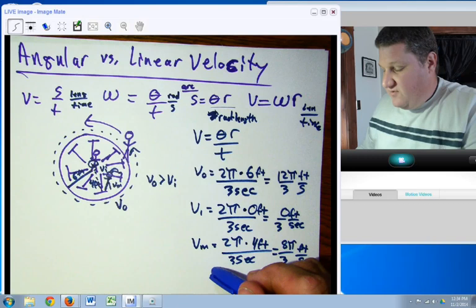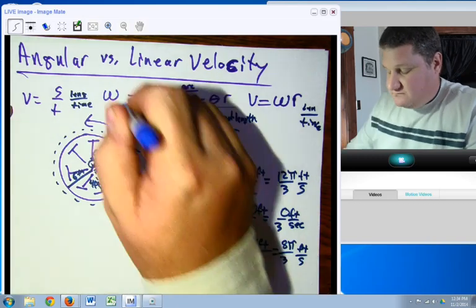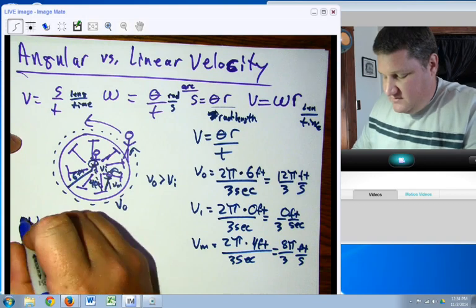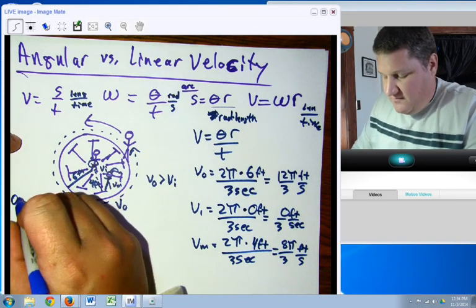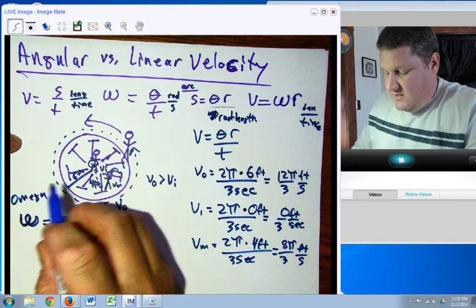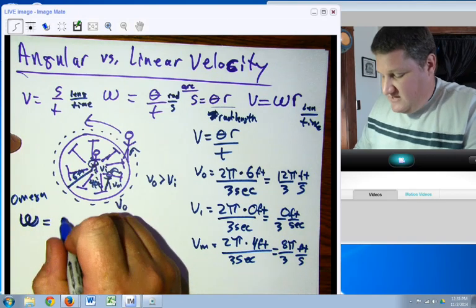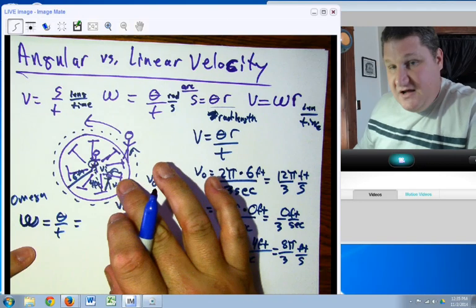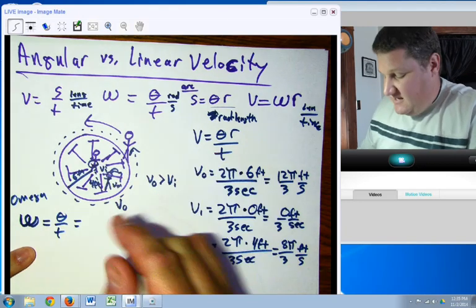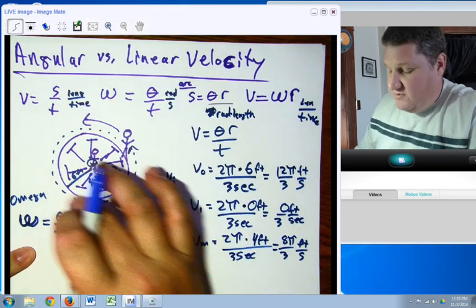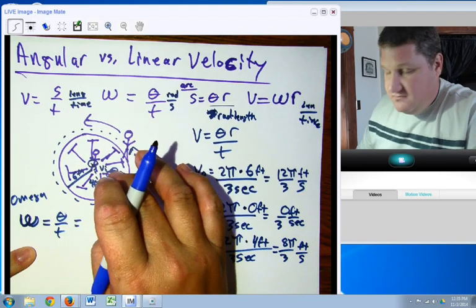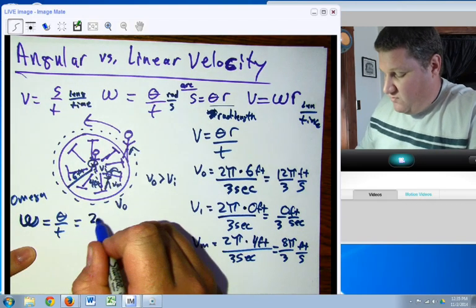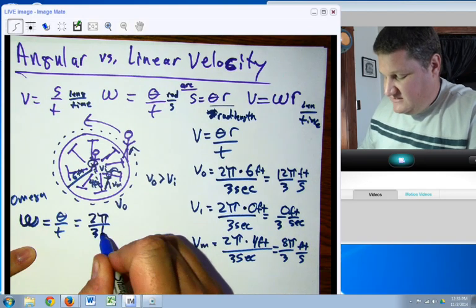The kicker for angular velocity is it's simply omega. Omega has a little loop in the middle. Omega is theta over t. Now, in all of our cases, the omega for all of these is exactly the same because they're all going one rotation. No one's running around the merry-go-round. No one's running against the merry-go-round. They're all going one full rotation in 3 seconds.